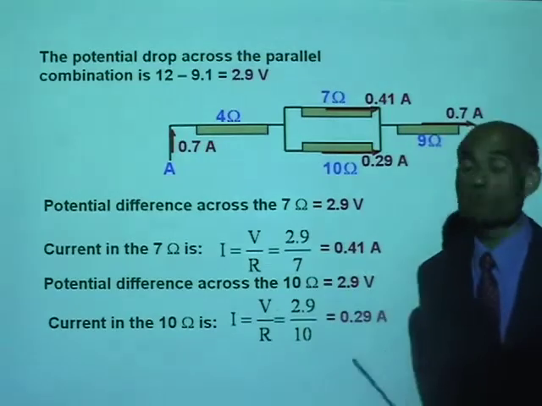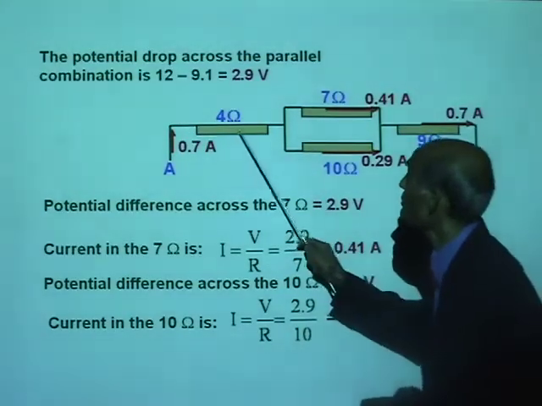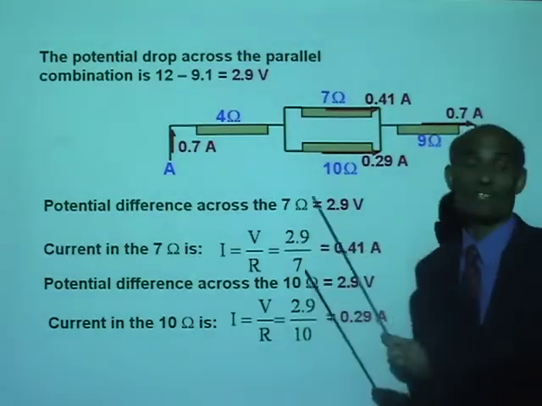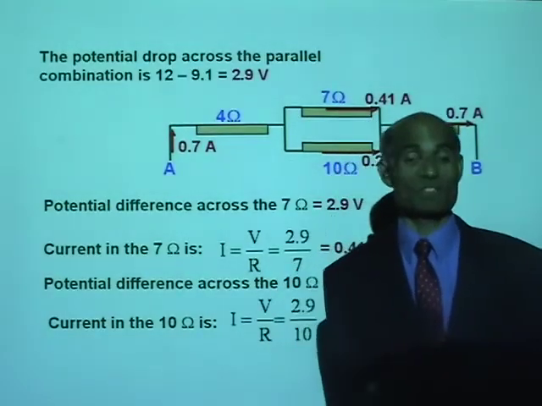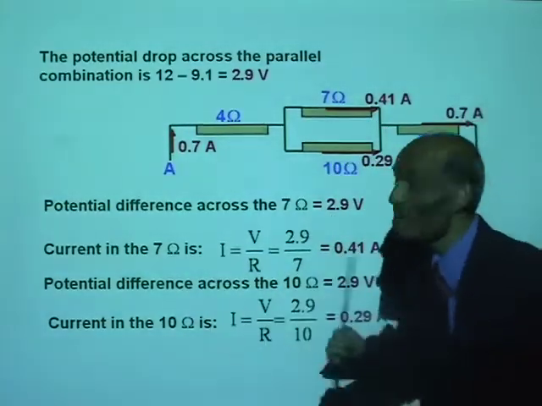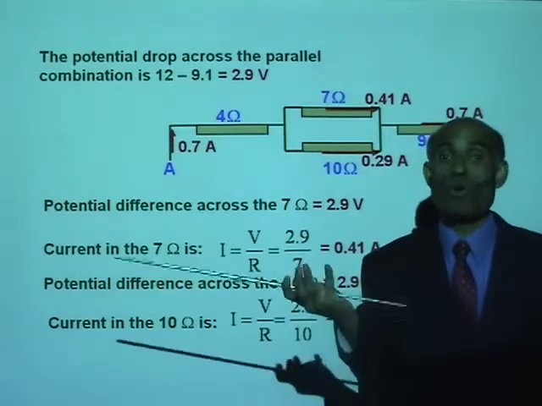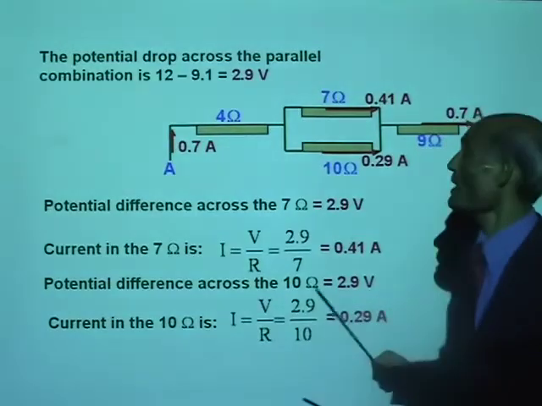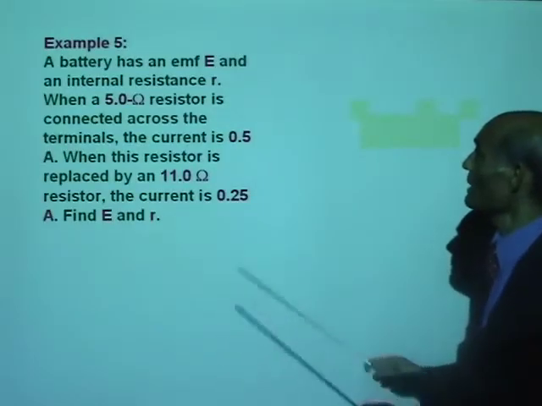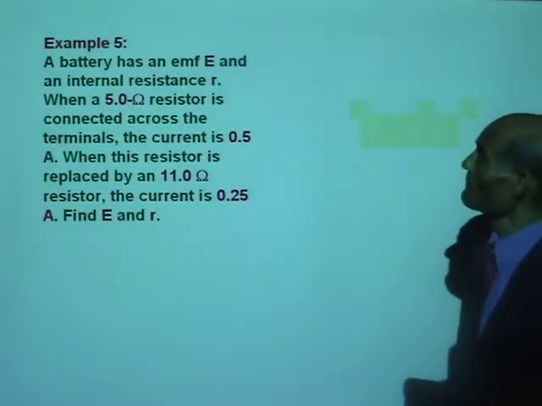So now we have obtained the potential difference across each resistor, and we also have the current in each resistor. A very important type of problem. You see, all we did was to use Ohm's law in solving this problem. Alright, let's do another one.